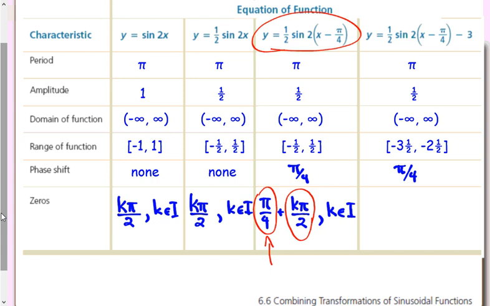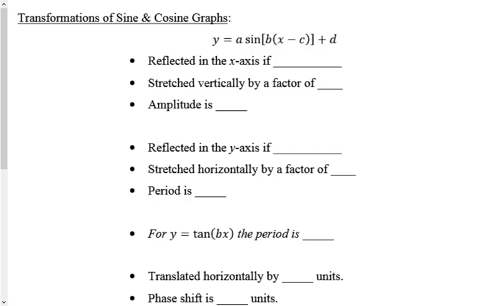Any questions with that? Nope. Okay. And then when we translate it down by 3, we don't have any zeros anymore. It doesn't cross the x-axis. Any questions with the table? No questions. So we come to a summary page.